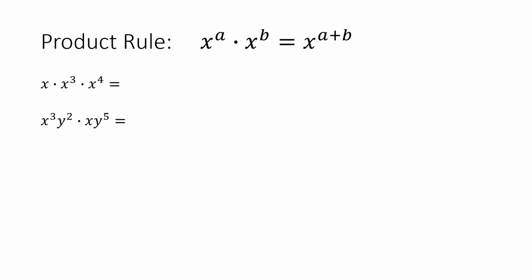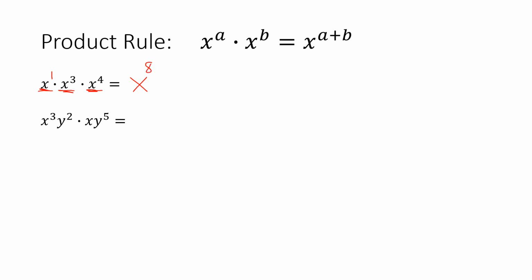All right, so here we have a multiplication problem. We have x, which would just be x to the 1st power, because there's only one x there, times x cubed times x to the 4th power. So this is a multiplication problem. You are going to add the exponents. 1 plus 3 plus 4 would be x to the 8th power.